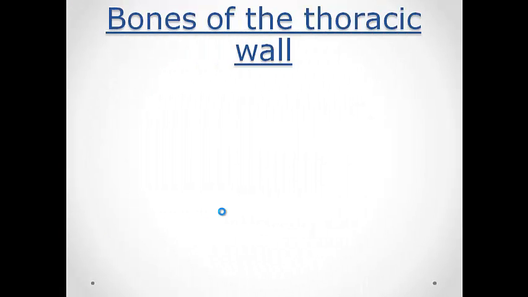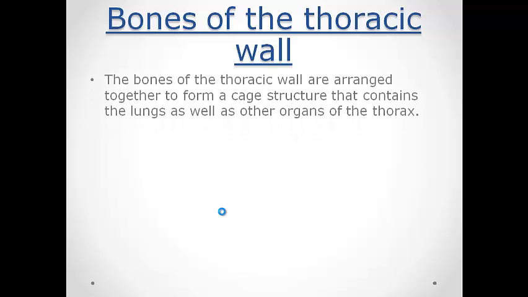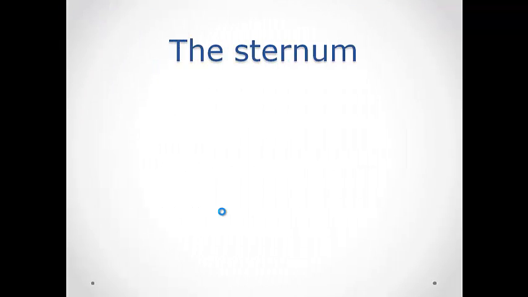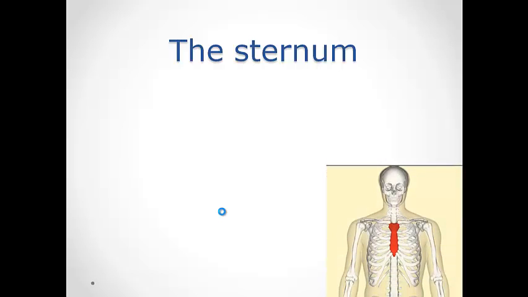Okay, so what we're going to do now is take each of the bones separately, and we're going to start off with the sternum. So the bones of the thoracic wall are arranged together to form a cage structure that contains the lungs as well as all the other organs of the thorax. So the sternum is the midline bone that is found anteriorly. You can see it highlighted here in red.